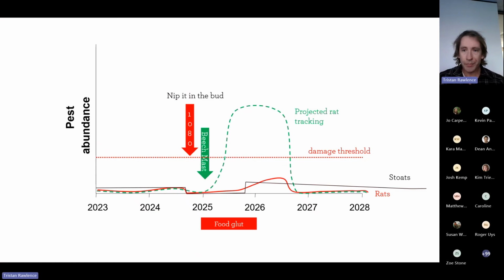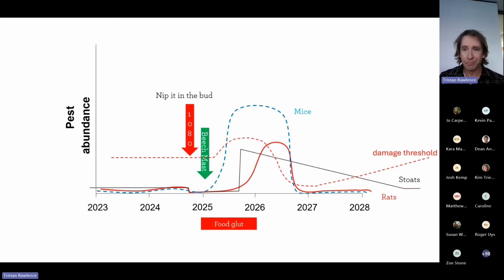So next slide. That's all the theory, but if this was true and we could just deliver nip-it-in-the-bud operations and reduce rats to a level where there's never enough of them to build up to damaging levels, then the approach of just doing a 1080 drop before flowering might be a valid approach. And while this approach is likely to work at some sites, like our upland beech forests, where they're pretty lean in intermast periods, there's a whole pile of things that spoil this approach for us in other forest types and block sizes.